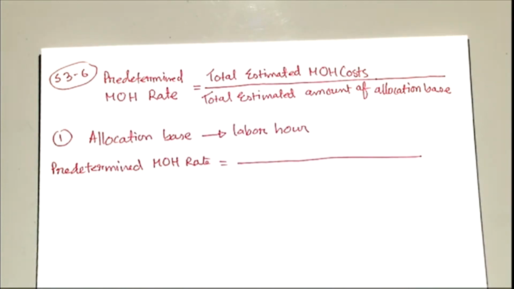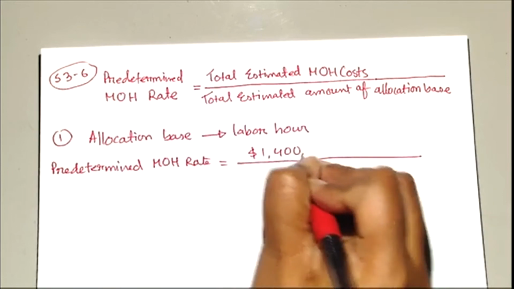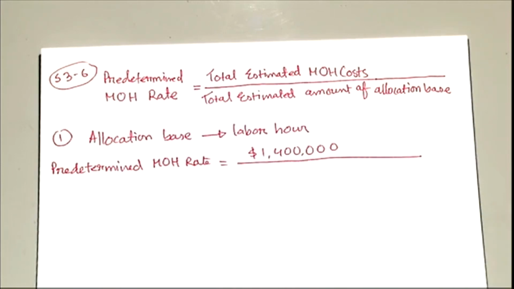So what is total estimated manufacturing overhead cost? Who can tell it? If you read the paragraph, estimated total manufacturing overhead cost. Yes, Brittany? Excellent. 1.4 million. It's 1,400,000. So if you read it, you will see in the second line that Edmonton estimates total manufacturing overhead cost next year is 1.4 million. Good. Now, for the first case, our allocation base is labor hour.